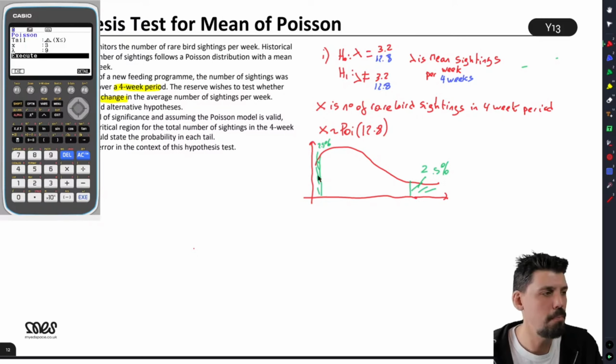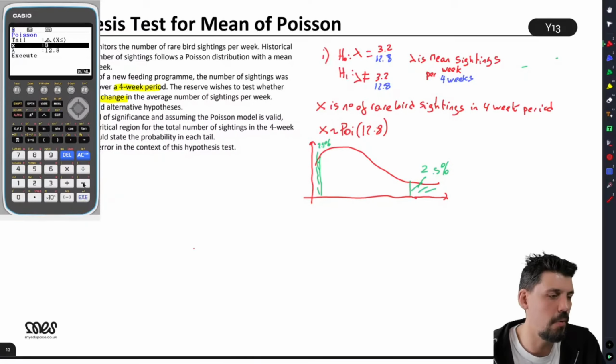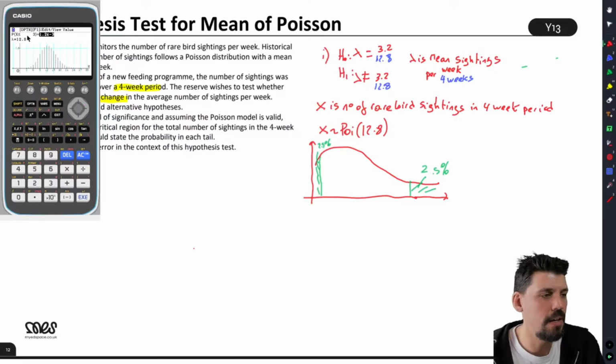Right, let's find the bottom tail. So less than or equal to, our lambda is 12.8. Now we just need to take a punt. I don't know, let's go with 3. So that is 0.001. What you can do in here is you can actually modify the x value there, but you can also modify the probability that you want. So 0.025.